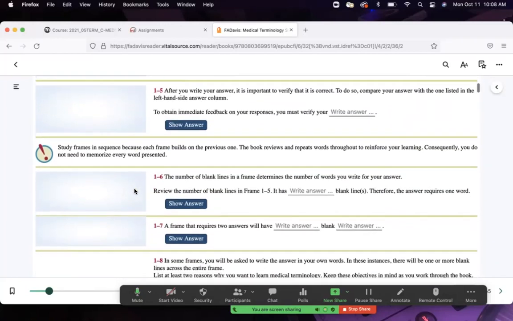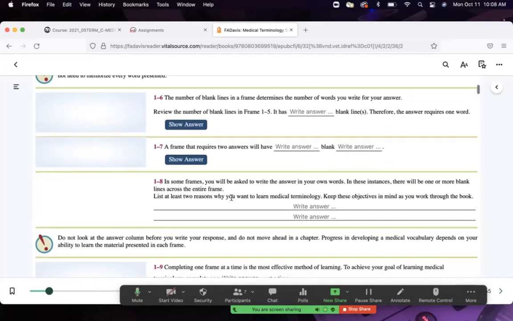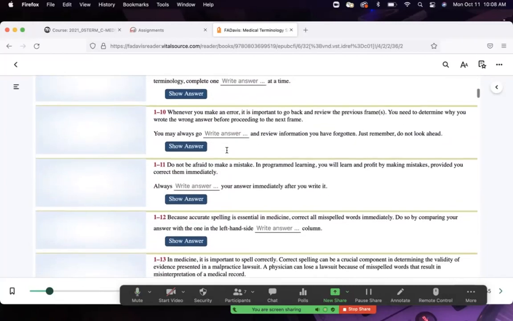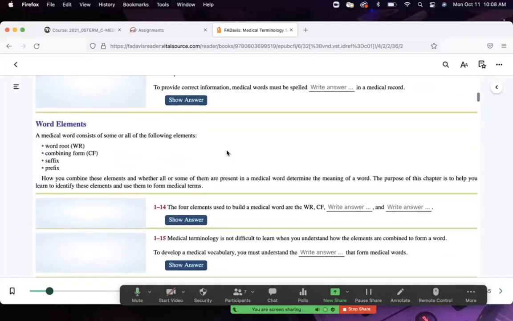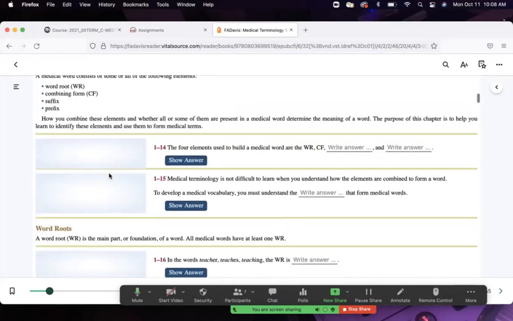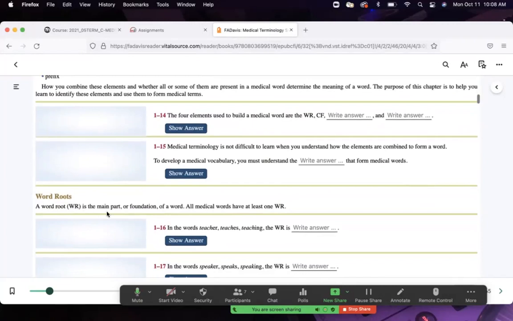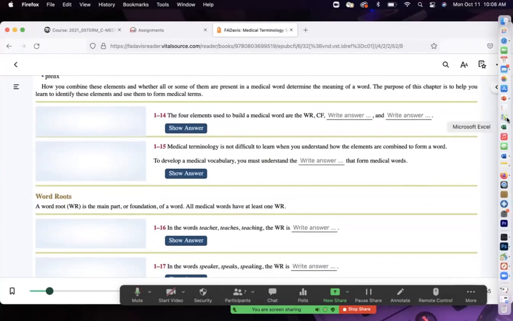So I'm looking, number of blank items. I don't care about that. Some frames, I don't care about that. What's these frames? I don't care. Bang. Look at that. Word elements. A medical word consists of some or all of the following: a word root, a combining form, a suffix, and a prefix. Okay, right? So what are these parts? So then I go through. Word root is the main part. Okay, main part of the word.